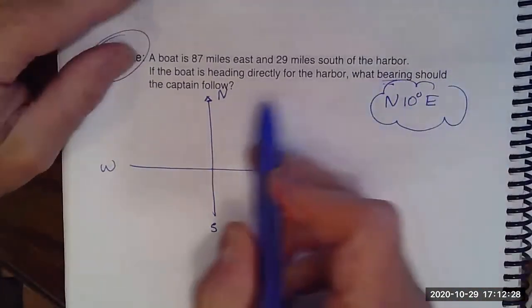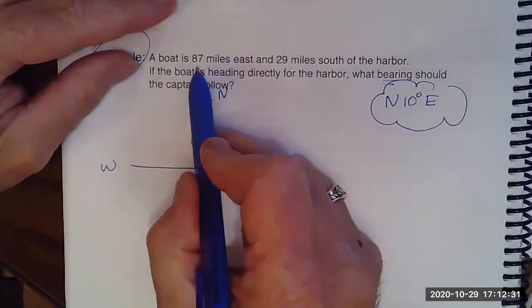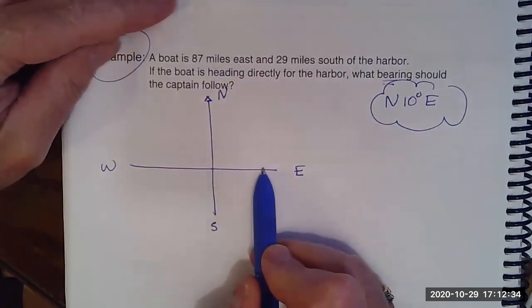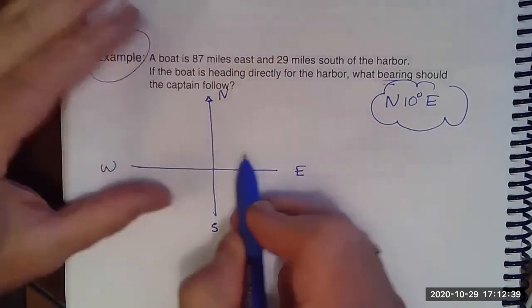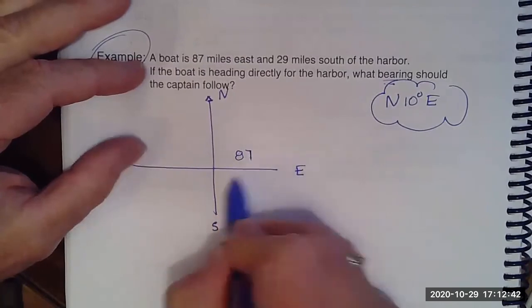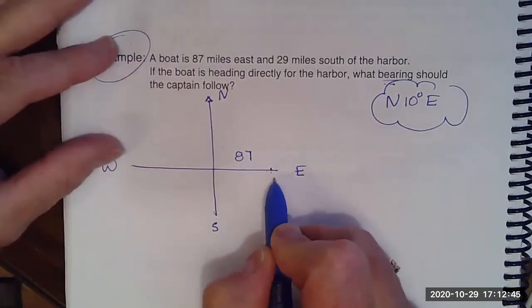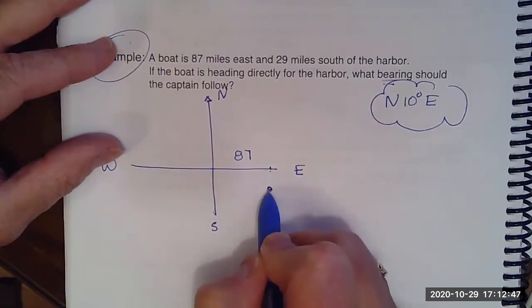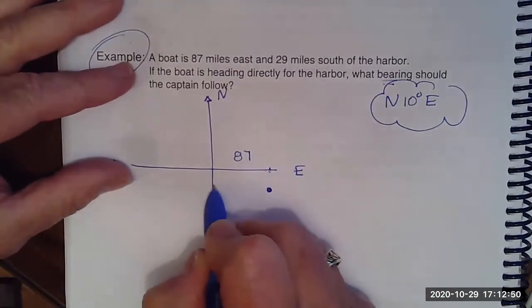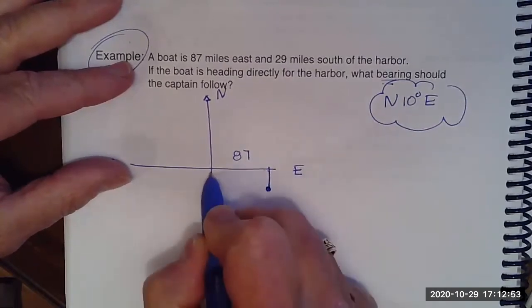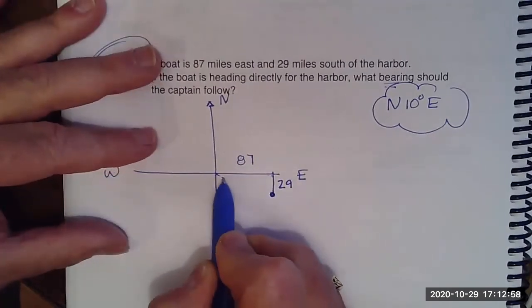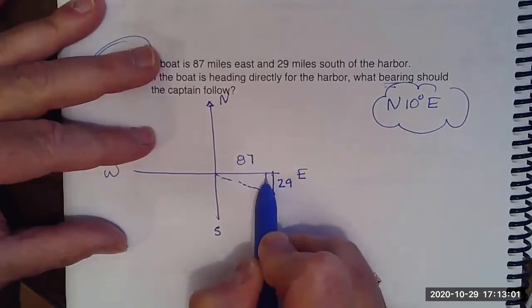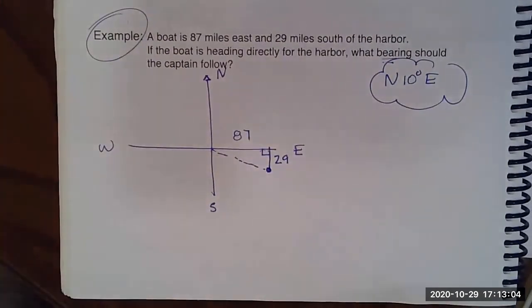So north, okay, so what are we going to do? The boat is 87 miles east, over here, and 29 miles south, so you're in quadrant number 4. So 87 miles east this way, like right there, and then 29 miles south, let's say it's right about here. There's your boat. So this distance right here is like this distance here. What is that, 29? Right here. So then you got a right triangle. Okay, so I put in the 2 values.